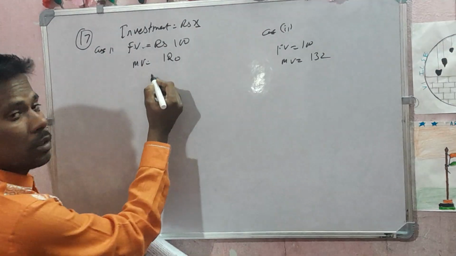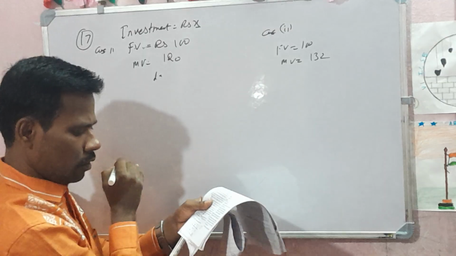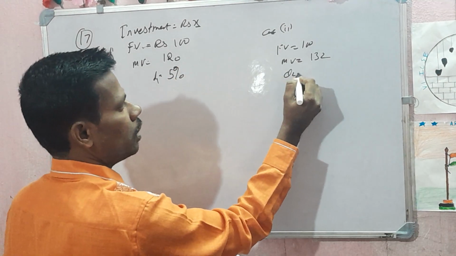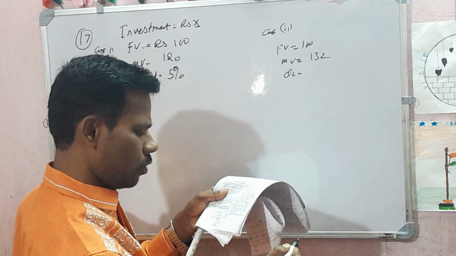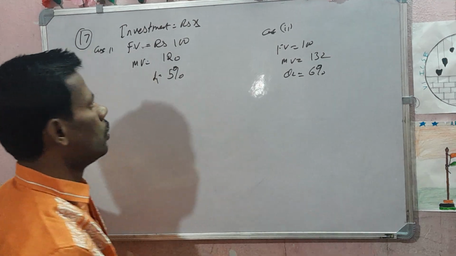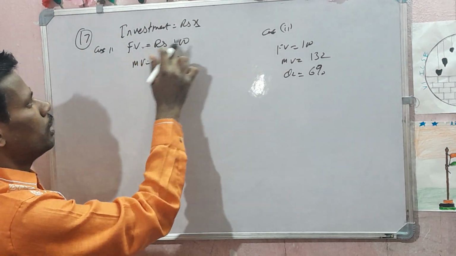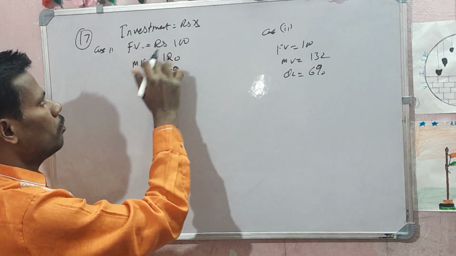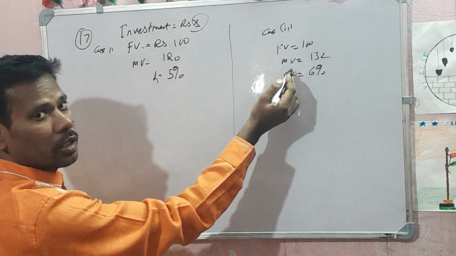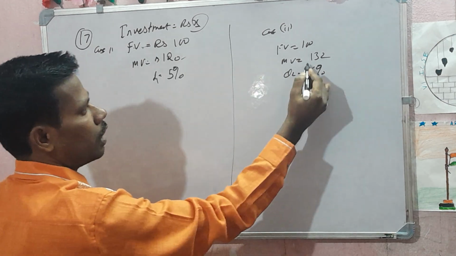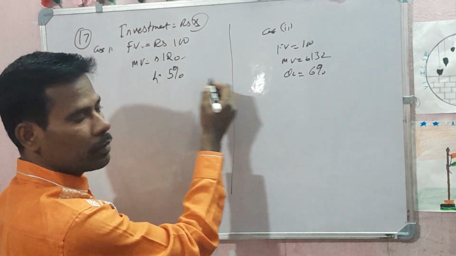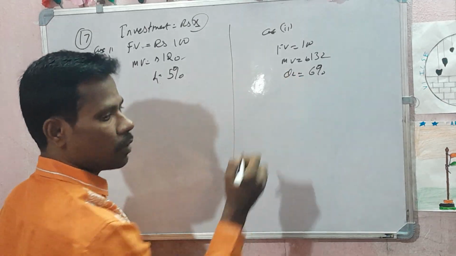And here what is the dividend? 5%. Here dividend D1, and dividend D2 is nothing but 6%. So these are the conditions. Case 1 is face value 100, here also 100 because he is investing X in two firms. So you can separate it. Market value of the first is rupees 120, second one is market value 132. Dividend on the first firm is 5%, dividend on the second firm is 6%.